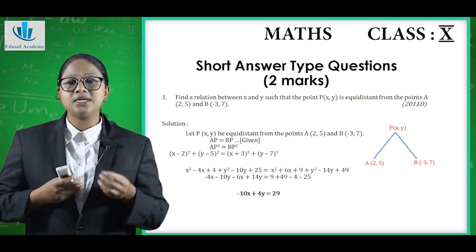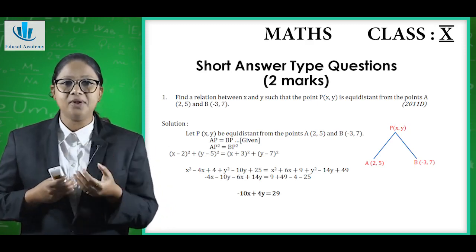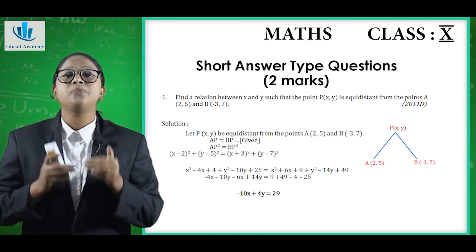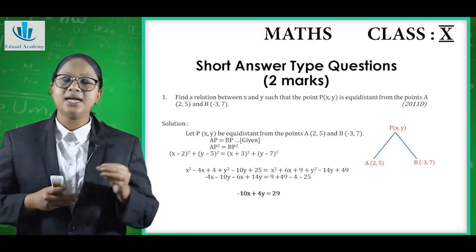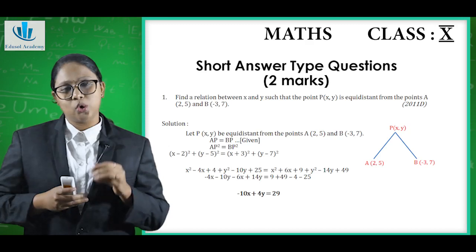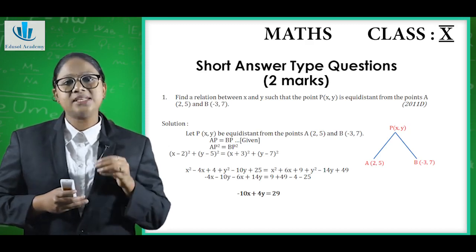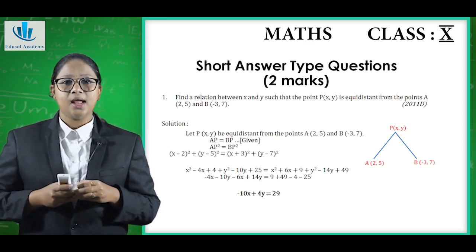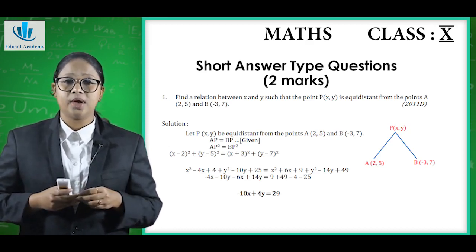That's why we had written AP is equal to BP, that's given, and in the next step we had squared it to eliminate the square root. So we will get the equation (x minus 2) whole square plus (y minus 5) whole square is equal to (x minus 3) whole square plus (y minus 7) whole square.